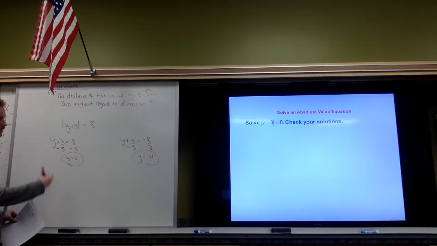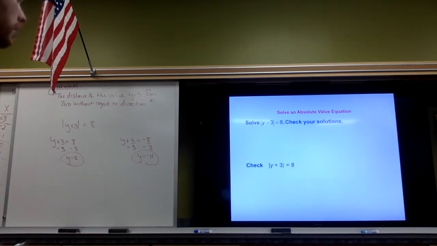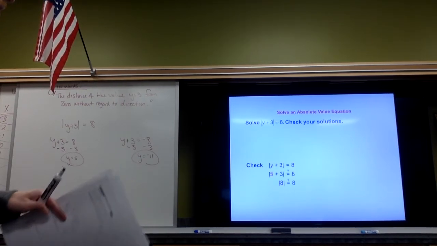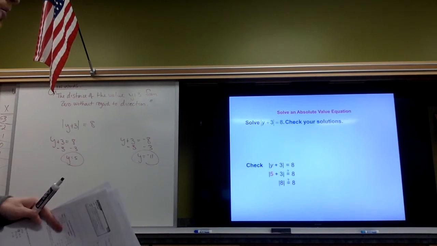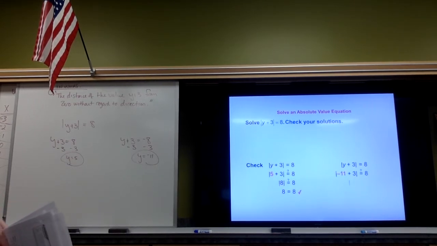And we can always check, and I kind of already did at the beginning when we guessed. But if you take a look at what I have in the PowerPoint, what number gives me that distance of 8 when I plug it into the expression? 5. 5 will give me that. And then on the other side of the equation, if you look at it from a different direction, -11 will give me that same result. All right.